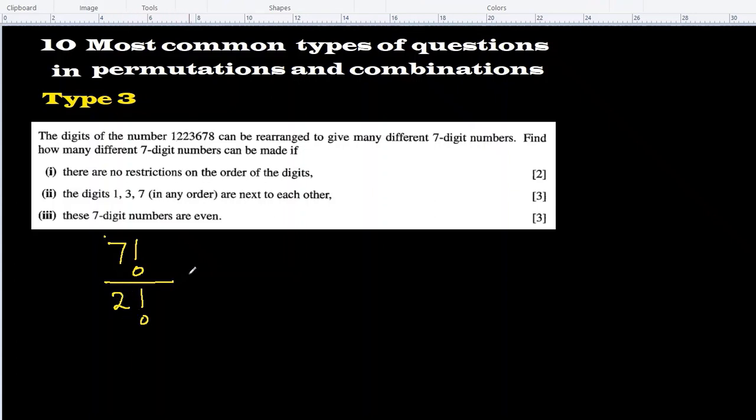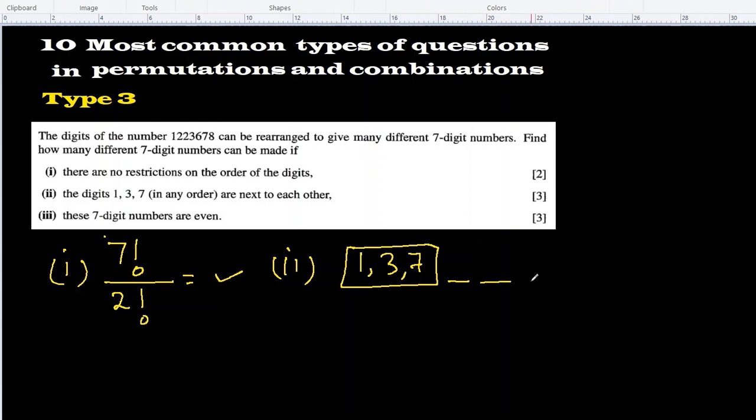So we divide it by 2 factorial and that will be the answer. Okay. This is number 1. Number 2. The digits 1, 3, 7 in any order are next to each other. In any order they have said, this is very important here. It is different than what we did earlier. So 1, 3, 7. Let's make a box around 1, 3, 7.